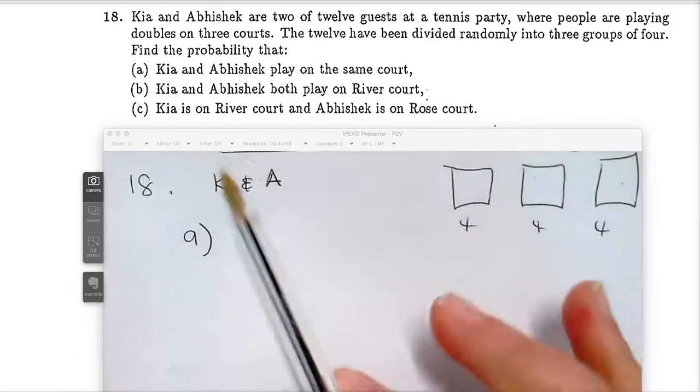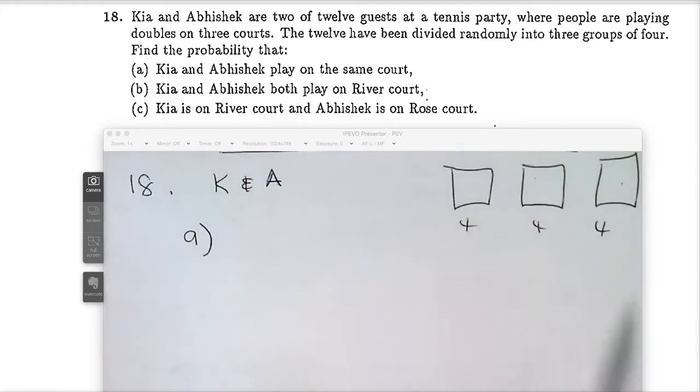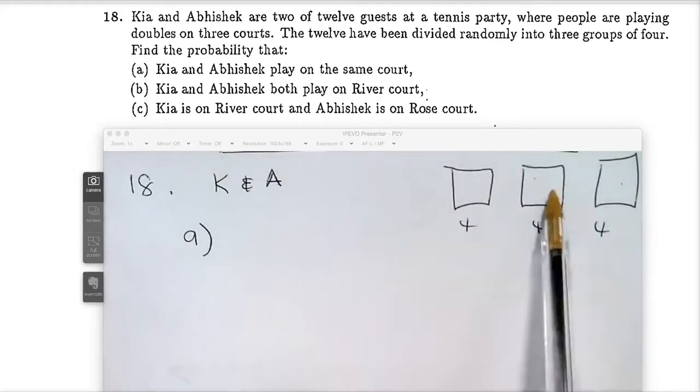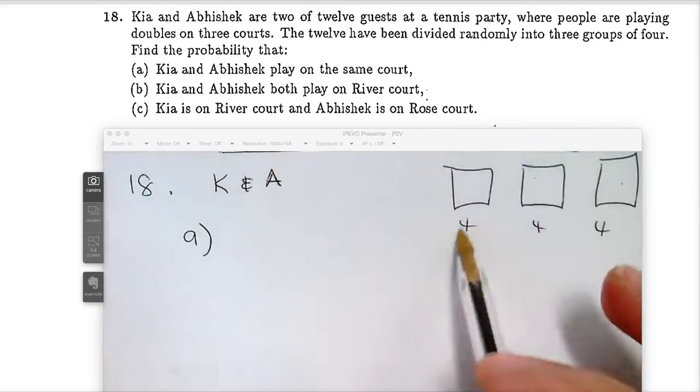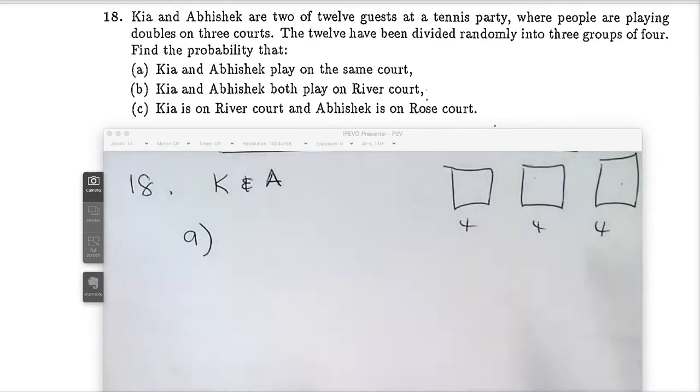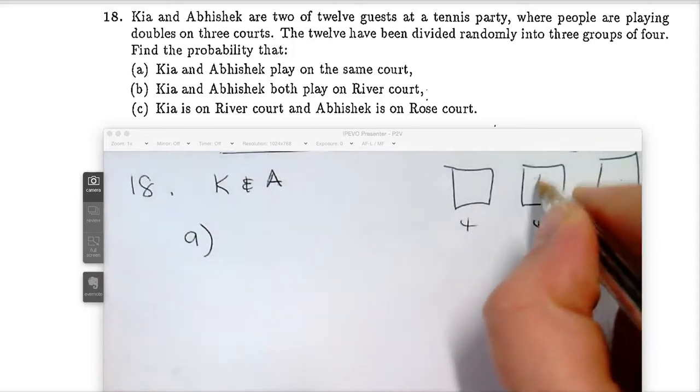K and A are 2 of 12 guests at a party. And they're playing doubles on 3 courts. The 12 have been divided randomly into 3 groups of 4. Find the probability that K and A are on the same court. Let's just put K on any court. Doesn't matter. So let's say K is here.